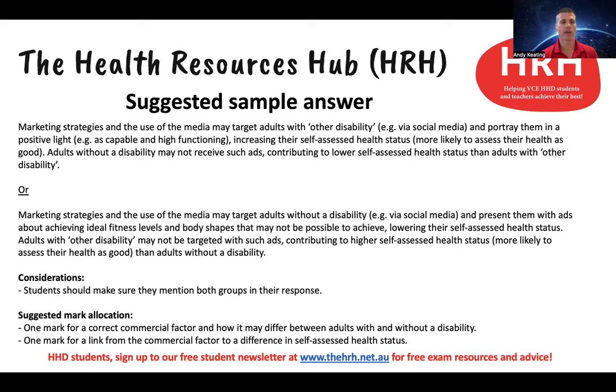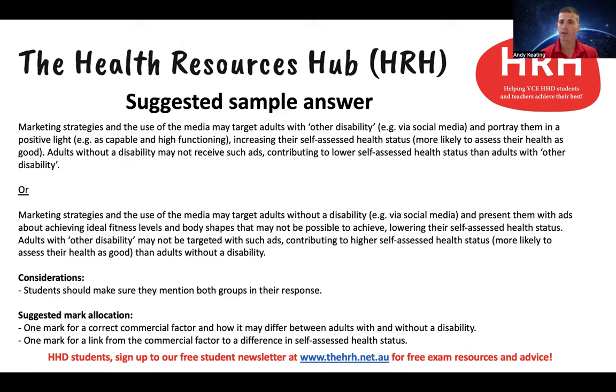Or you can see in another sample, marketing strategies and use of the media may target adults without a disability and present them with ads about achieving ideal fitness levels and body shapes that may not be possible to achieve, and that could lower their self-assessed health status. Whereas adults with other disability may not be targeted with such ads, and that could contribute to higher self-assessed health status, so more likely to assess their health as good than adults without a disability.